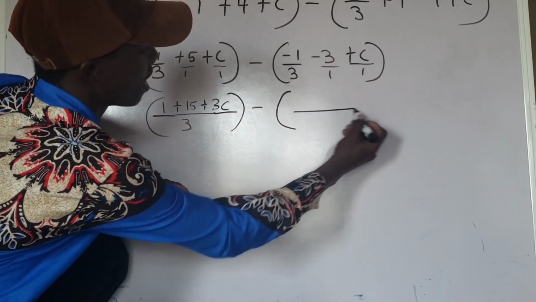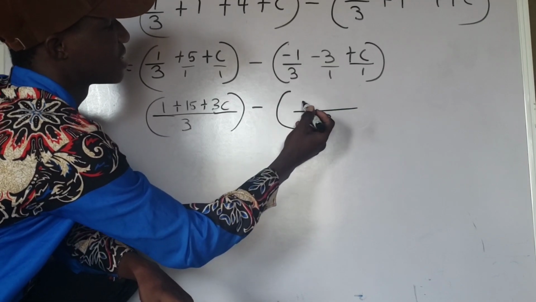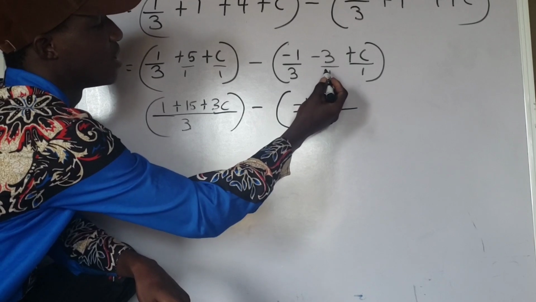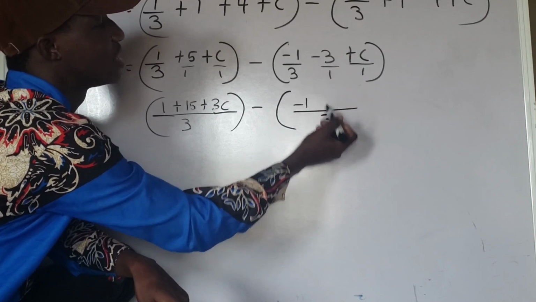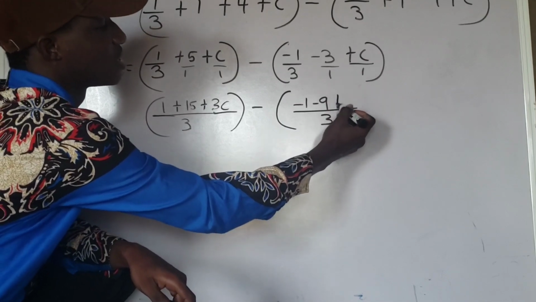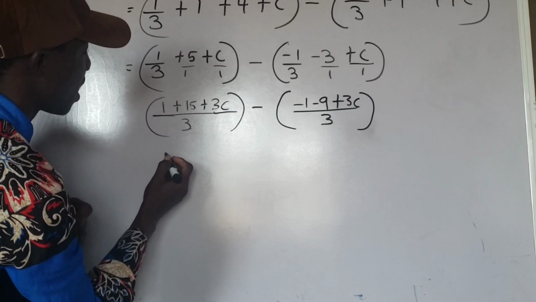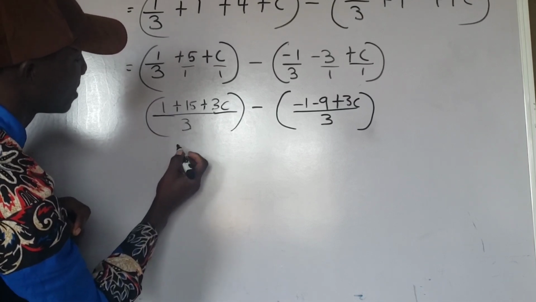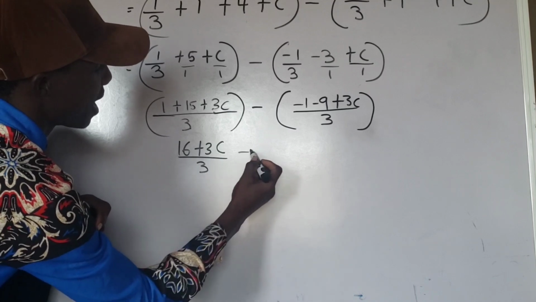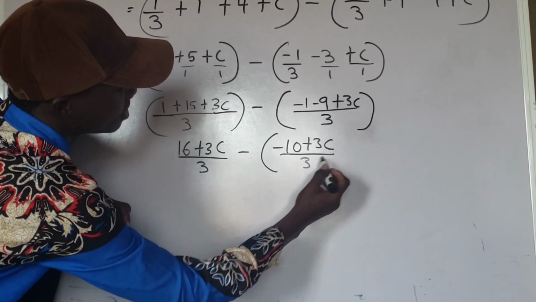Now, the LCM of this fraction is 3. 3 divided by 3 is 1, and 1 times negative 1 is negative 1. 3 divided by 1 is 3, and 3 times negative 3 is negative 9. 3 divided by 1 is 3, and 3 times c is plus 3c. So for this, we have 1 plus 15, that is 16. 16 plus 3c all over 3 minus negative 10 plus 3c all over 3.